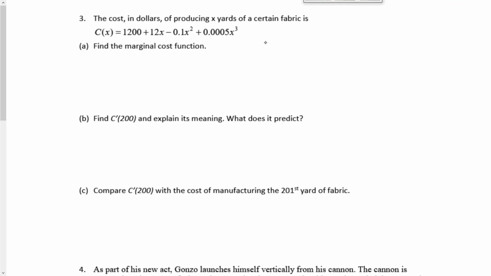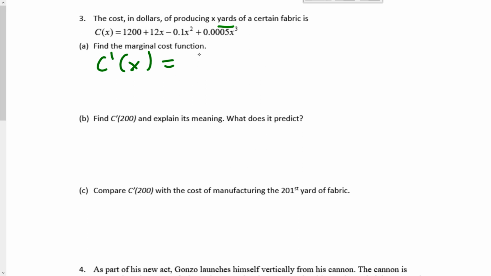Okay, cost function, we talked about this yesterday a little bit. So this is what it costs to produce so many yards of fabric. So if I want to produce 100 yards, this is the total that it would cost me to produce all 100 yards. So find the marginal cost. Well, that would be to find the derivative of the cost function. So I've got to take the derivative of that.